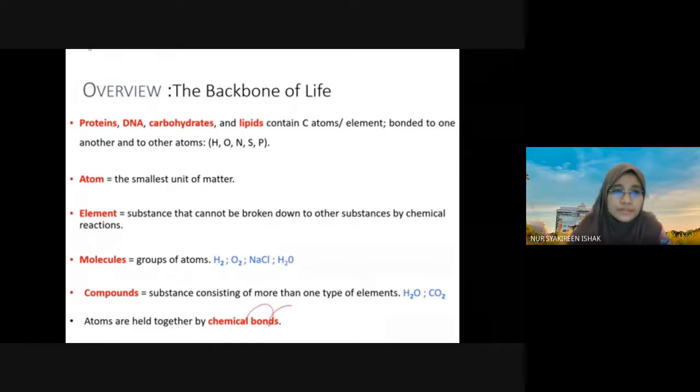So what are atoms? Atoms are the smallest unit of matter, and as for elements, it is a substance that cannot be broken down to other substances by chemical reactions. And then the next one is molecules. Molecules are groups of atoms. The most common molecule crucial to life is water.